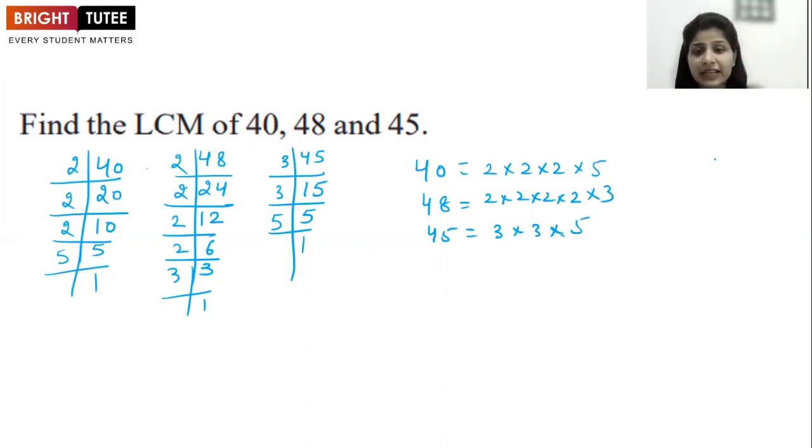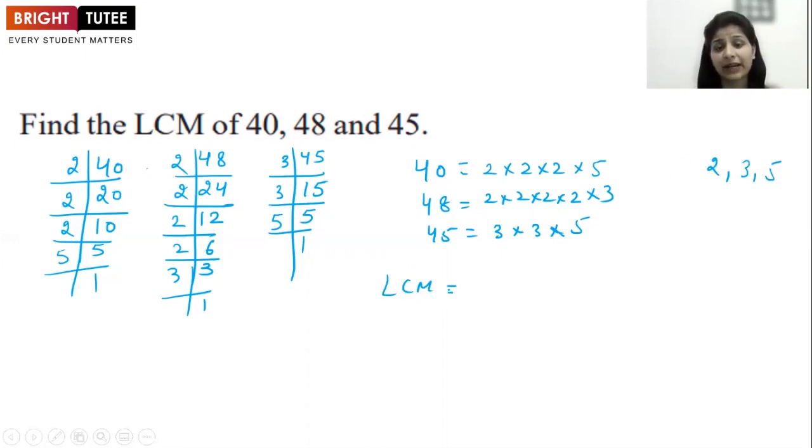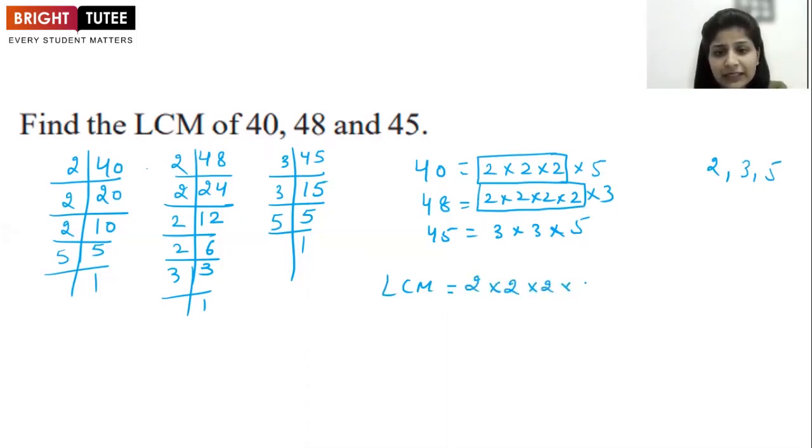The prime factors I can see are 2, 3 and 5, but we have to take them the maximum number of times they occur. So let's think about 2 first. 2 is coming 3 times here, 4 times in this, and not at all in 45. So maximum it is 4 times. I'll write 2 four times like this.